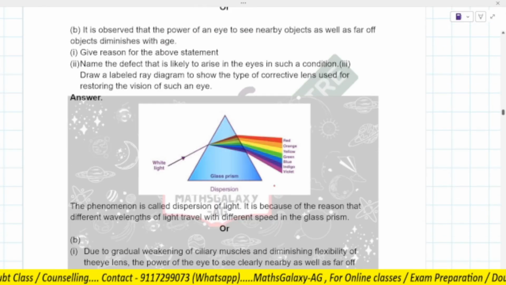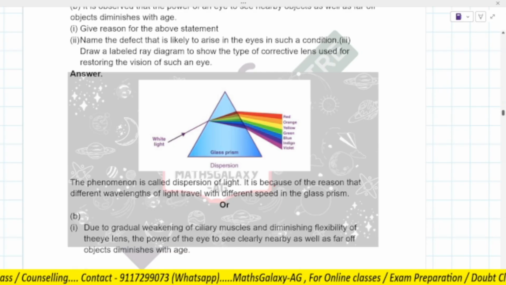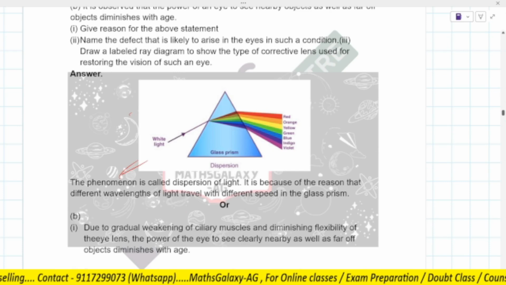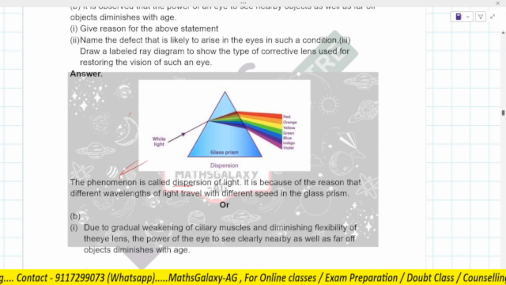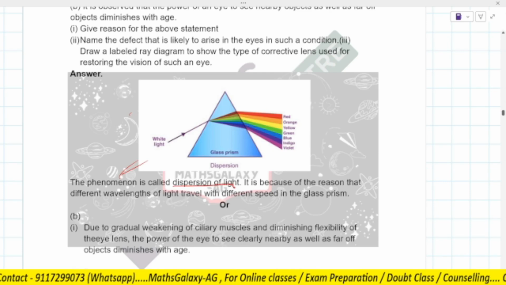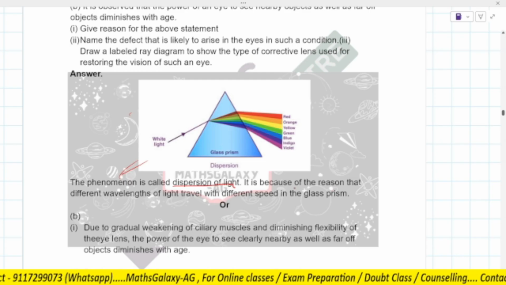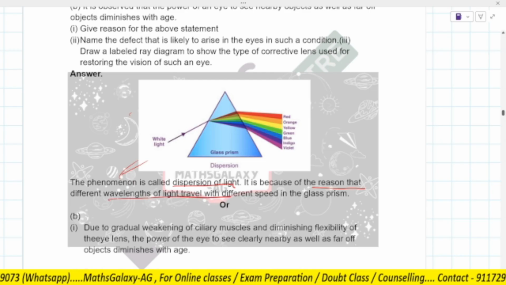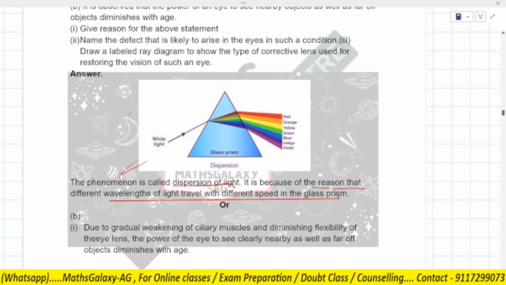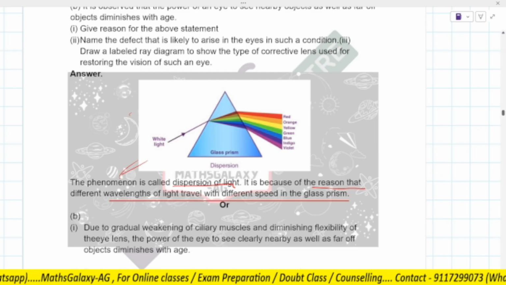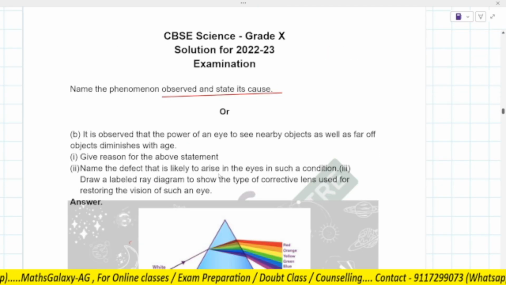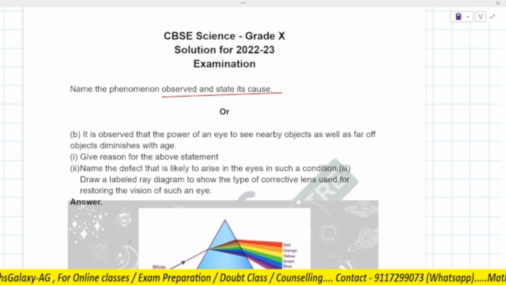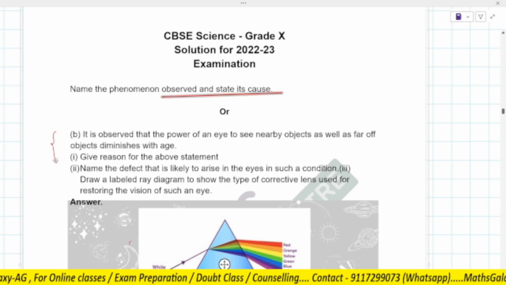So, now let's see here. The same explanation has been given here. You have to draw this one, okay? And after this, the phenomenon is called dispersion of light. It is because different wavelengths of light travel with different speeds in the glass prism. Okay, is it clear or any doubt? No doubt. Now it is observed. Otherwise, you have to do this portion. Okay, you have to do only one.